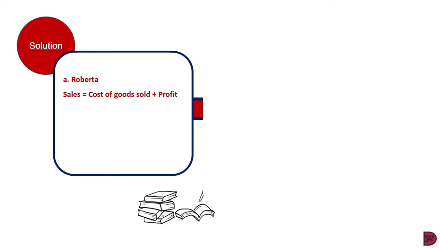Sales is cost of goods sold plus profits. So for Roberta, we are looking for the sales. The cost of goods sold was given as $20,000 plus the profits. So the profit being given as a markup, we'll work it on the cost of goods sold, which is the $20,000, giving us $4,000. So the sales will be $24,000.